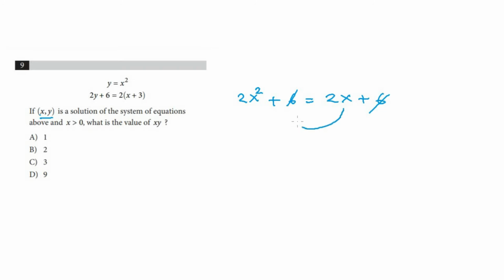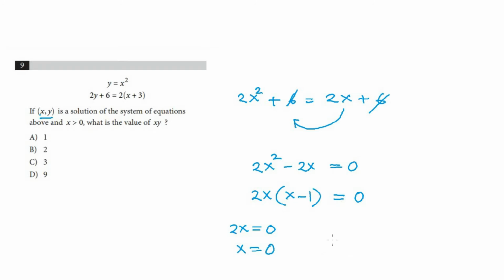I am going to move 2x over to the left side. So it will become 2x square minus 2x equals 0. If I factor out 2x from it, then I get x minus 1 inside equals 0. So if 2x equals 0, then we get x equals 0. If x minus 1 equals 0, then we get x equals 1. Now given that x is strictly greater than 0, we cannot take x equals 0, we have to ignore it. So the only possible solution is x equals 1.